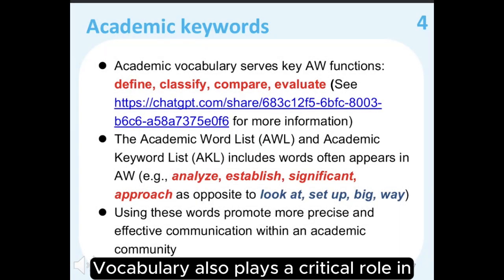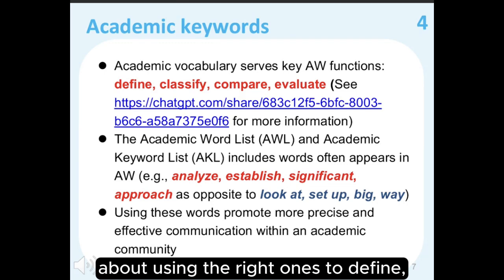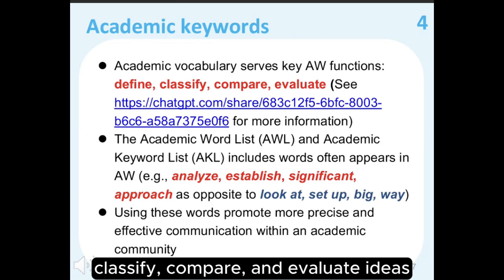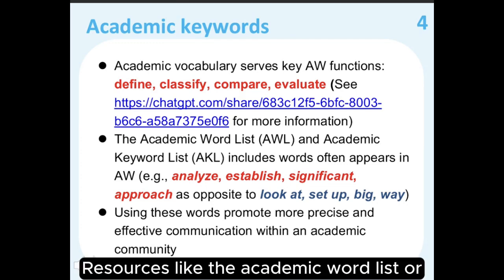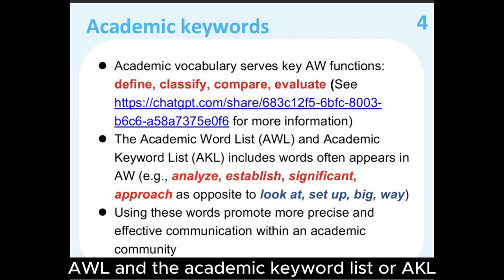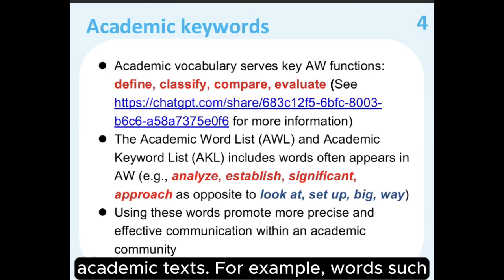Vocabulary also plays a critical role in the context of academic writing. It's not just about choosing words, it's about using the right ones to define, classify, compare, and evaluate ideas effectively. Resources like the Academic Word List, or AWL, and the Academic Keyword List, or AKL, provide terms that frequently appear in academic texts.